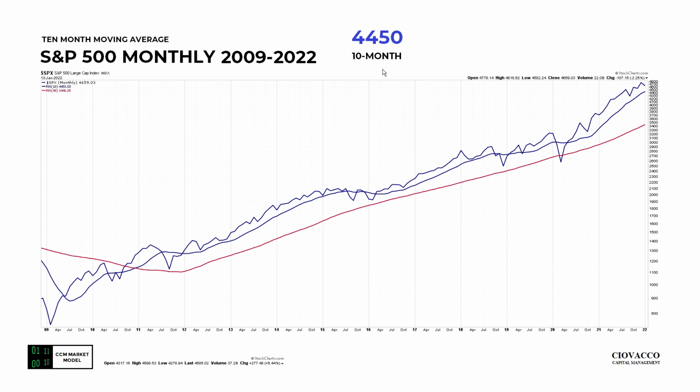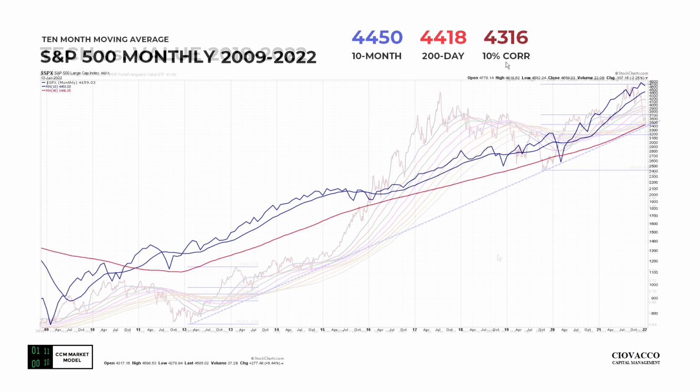So another guidepost would be the 10-month moving average, somewhere in the neighborhood of 44.50. The 200-day moving average, 44.17 and change. If we round it up, it's 44.18. That's off a daily chart. And remember, we showed that 10% correction on the daily chart, the brown horizontal line. That's 43.16. All of these are simply reference points, and all of them are still below.